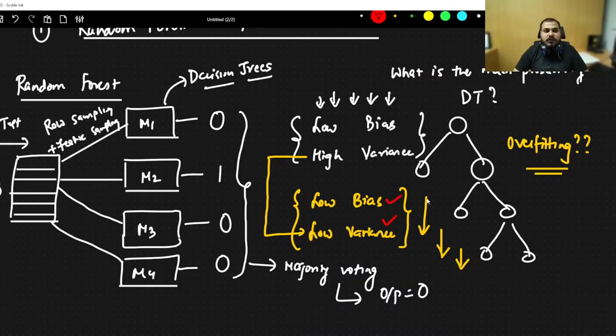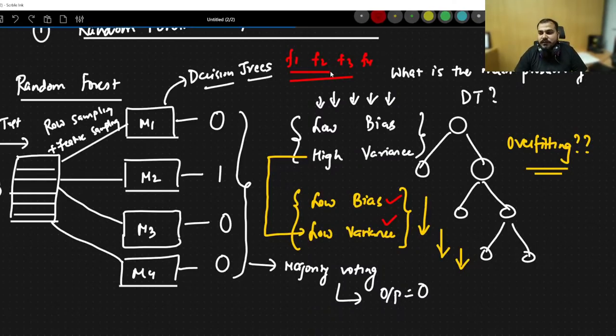Okay. So I hope everybody is able to understand. Feature sampling basically means, suppose I have 1, 2, 3, 4 features. For the first model, I may give 2 features. For the second model, I may give 3 features. For the fourth model, I may give 4 features. Or any one feature also, I can give to a specific model. So internally, random forest takes care of that. And this is how random forest works.